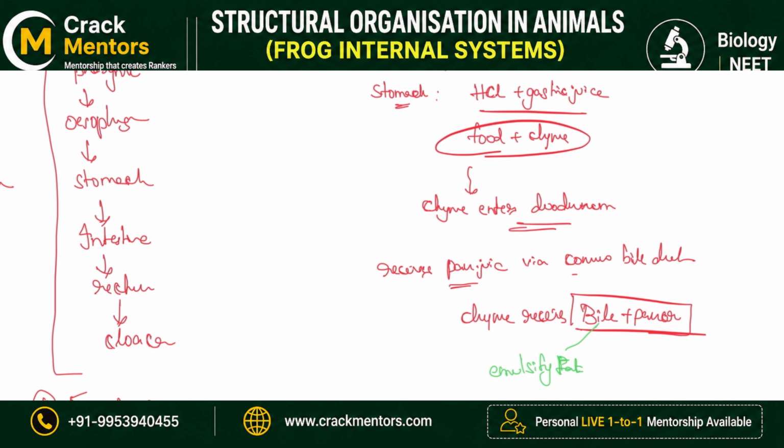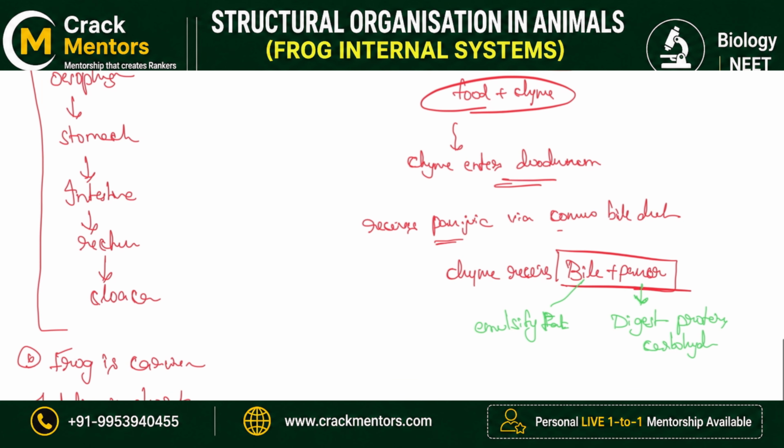Bile will emulsify the fat present in the food. Coming to the pancreatic juice, it digests proteins and carbohydrates. Okay, bile emulsifies the fat, and the pancreatic juice that is present digests the carbohydrates.